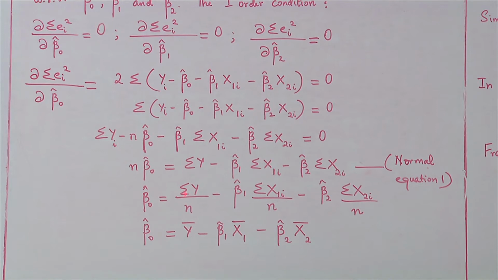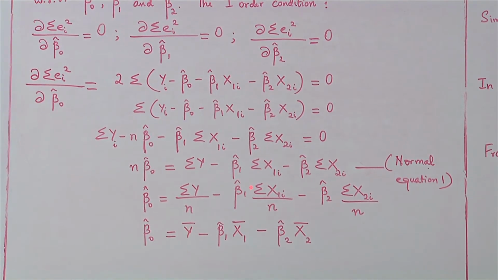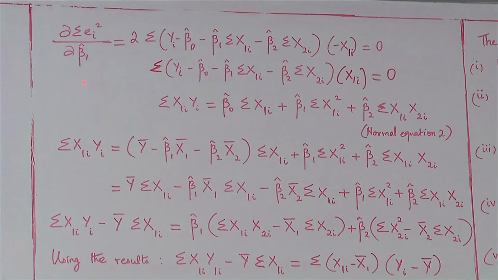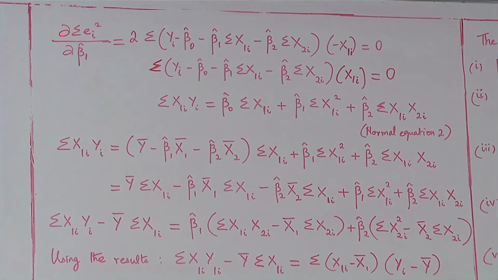As you already know, sigma y by n is nothing but the mean value of y, so it is y bar. Sigma x1i by n is nothing but the mean value of x1, which is x1 bar, and sigma x2i by n is the mean value of x2, x2 bar. So, this is the relationship, and this is the estimated formula for beta naught hat. So, beta naught hat is equal to y bar minus beta 1 hat x1 bar minus beta 2 hat x2 bar.